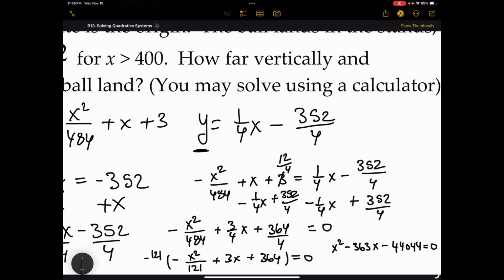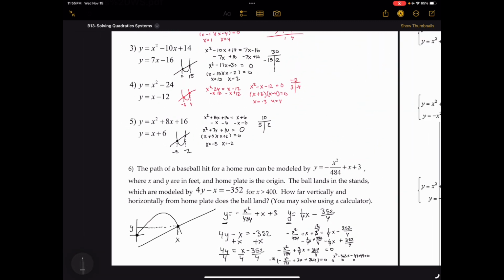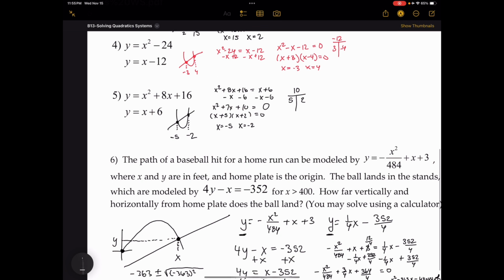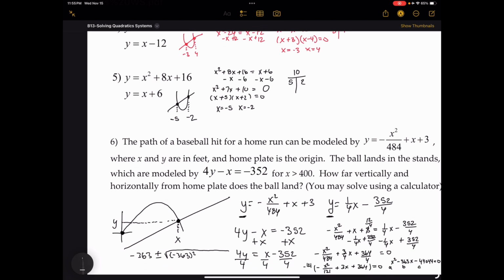Quadratic formula time. This is quadratic formula for sure. So A, B, C. All right, let's get some room. So negative b, so negative 363 plus or minus the square root of b squared, which is negative 363 squared, minus 4a, which is 1, that's nice, and then c, which is negative 44,044. All over 2a, which is 2. All right, I'm punching this into the calculator.